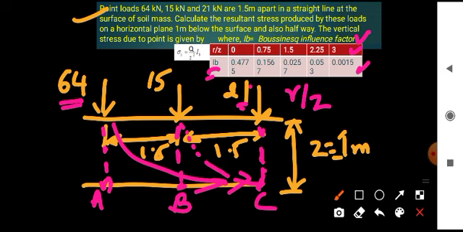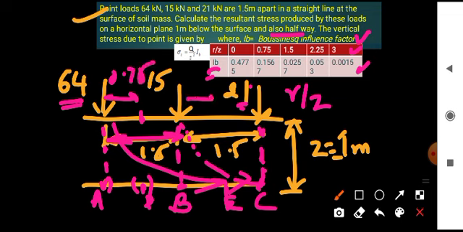The second condition is, in the problem it is said, also halfway. So we are going to consider the halfway, the midpoints also. Additionally, we have to consider two points, D and E here. These are the midway of 15 and 64 kilonewton, and E is the midpoint of 15 and 21 kilonewton, spaced 0.75 meter apart, because the total is 1.5 meter. So midway means 0.75 here, and 0.75 here.